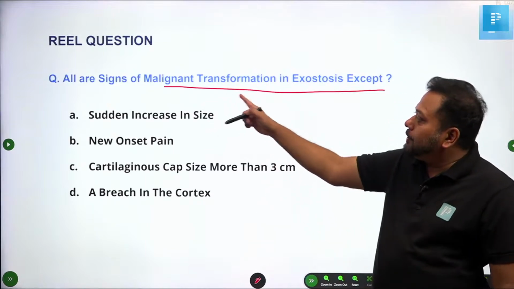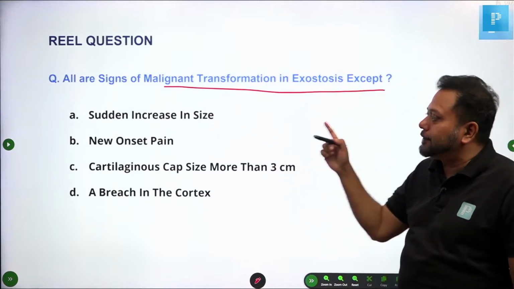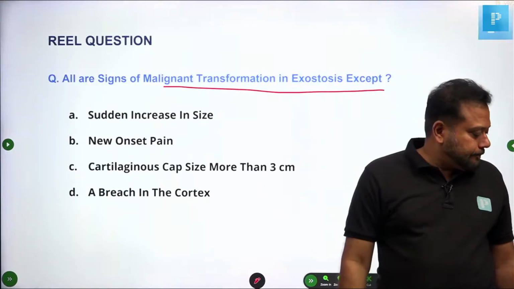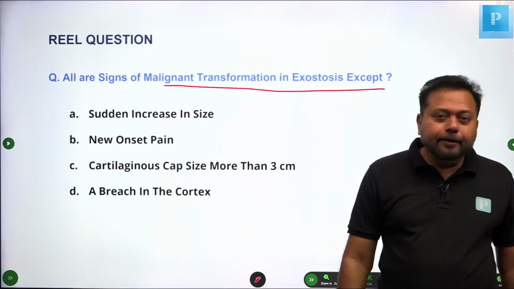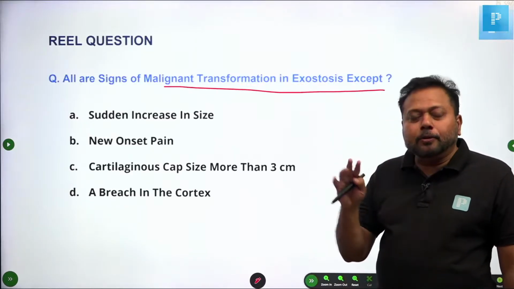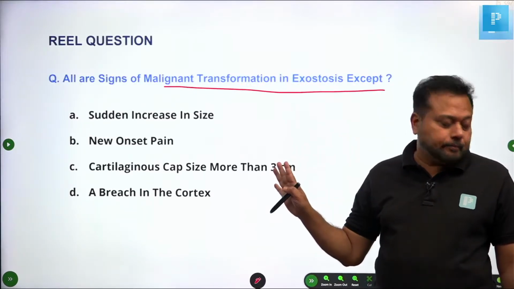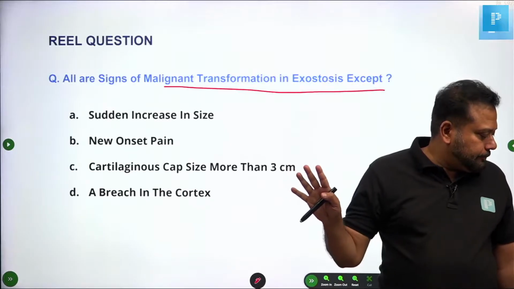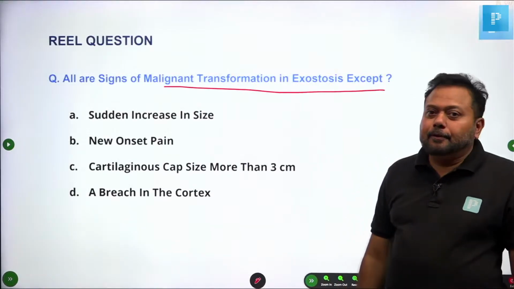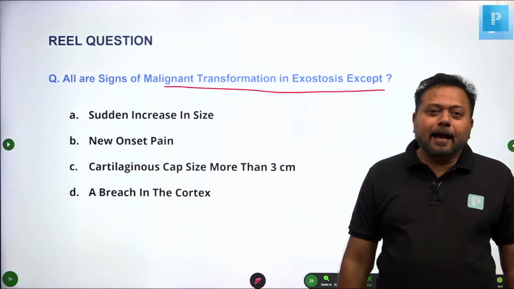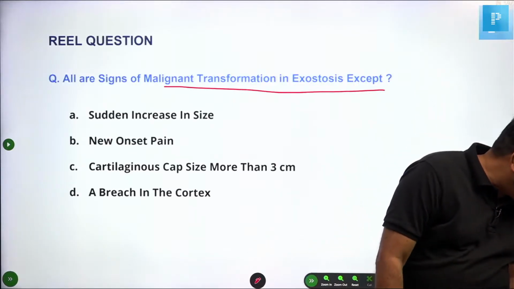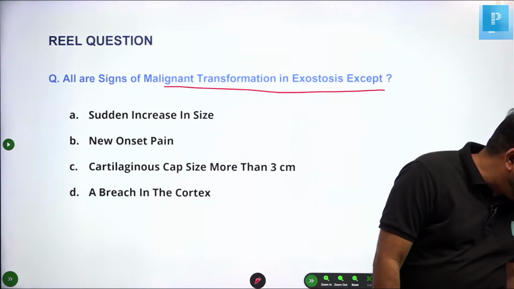So all are signs of malignant transformation in exostosis except. Please carefully read the question. I have framed this question. It's very slippery. Read the question twice, then give the answer. Okay. Shall I answer the question? Anybody?